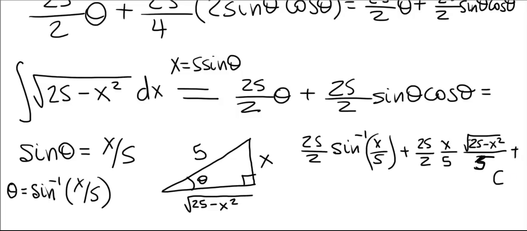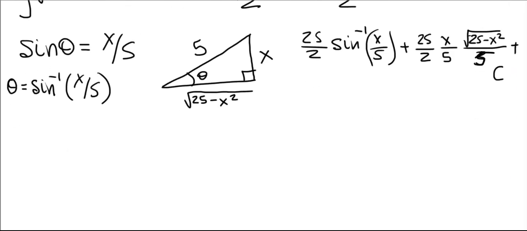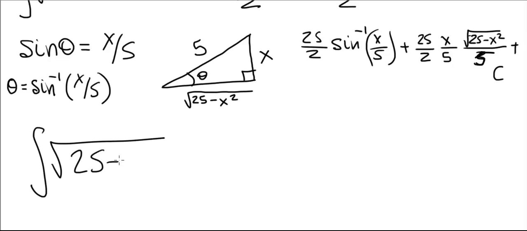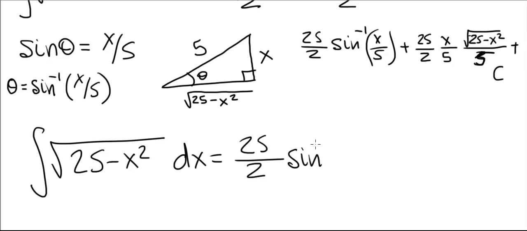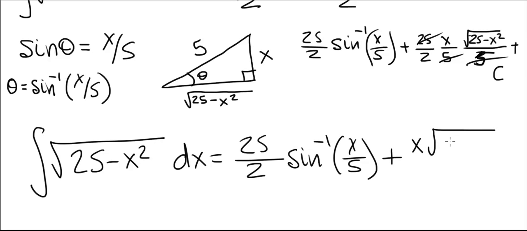So to summarize it, the final answer after simplification looks like this. The integral of the square root of 25 minus x squared is equal to 25 divided by 2 times the inverse sine of x over 5. And notice here, 25, we got a 5, and the 5 here cancel. So this is plus x times the square root of 25 minus x squared. The only thing that remains in the denominator is 2. Then we add c.